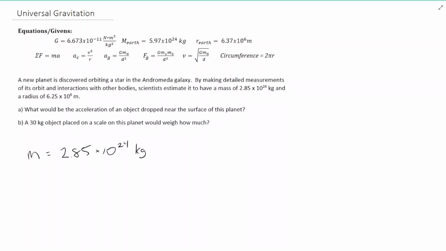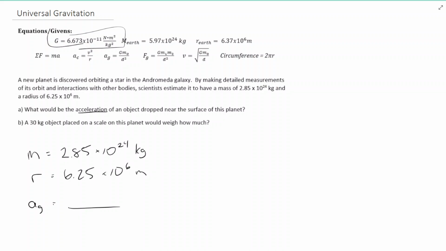We also know the radius of that planet, and the radius of that planet is 6.25 times 10 to the 6 meters. We know big G up here. I won't write that down. That's given to you in the problem, right? And when we're talking about an acceleration, we're talking about the acceleration due to gravity, right? And that's what we're trying to find here for part A.